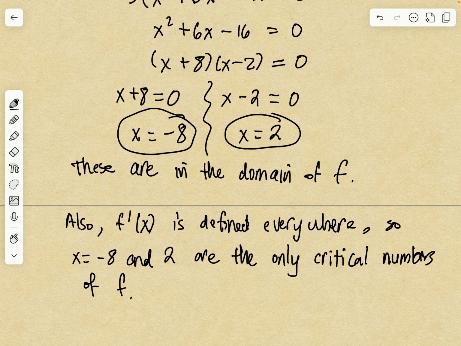By the way, it doesn't have to be x equals negative 8 or x equals 2. You can just say that the numbers are negative 8 and 2.